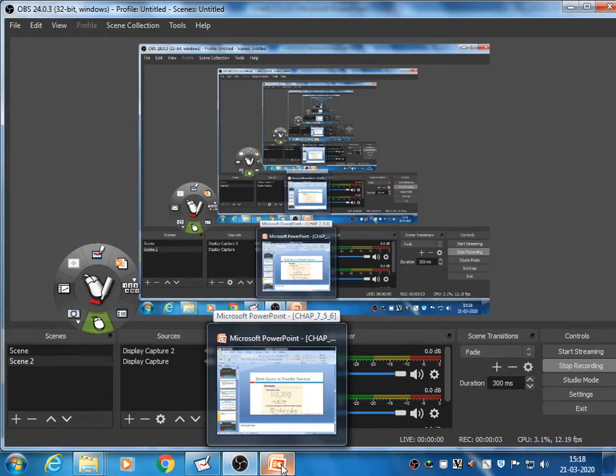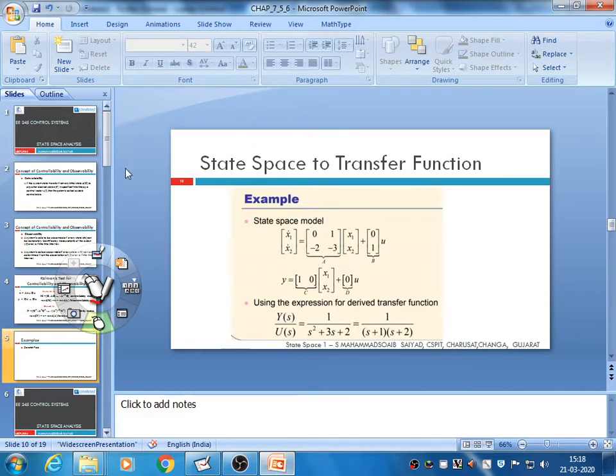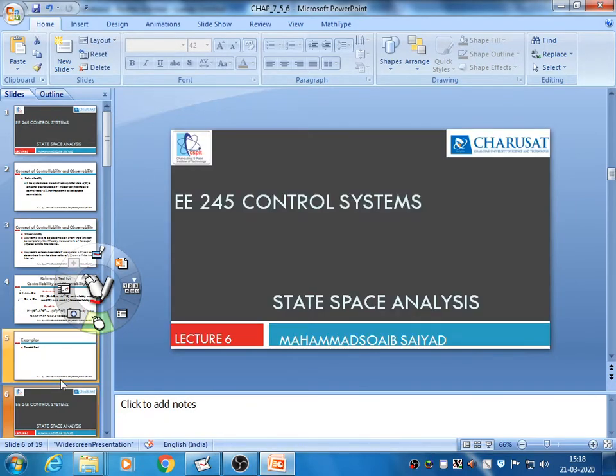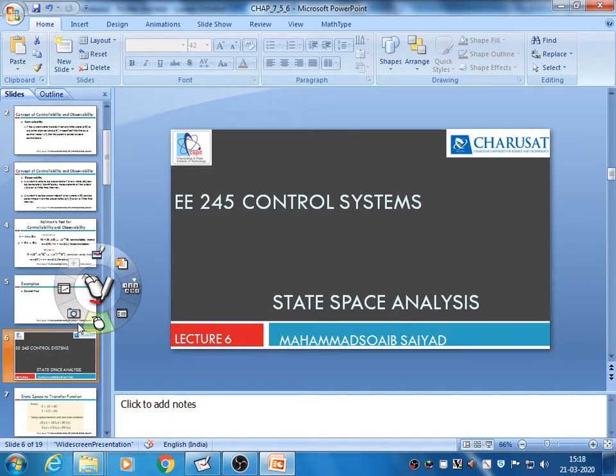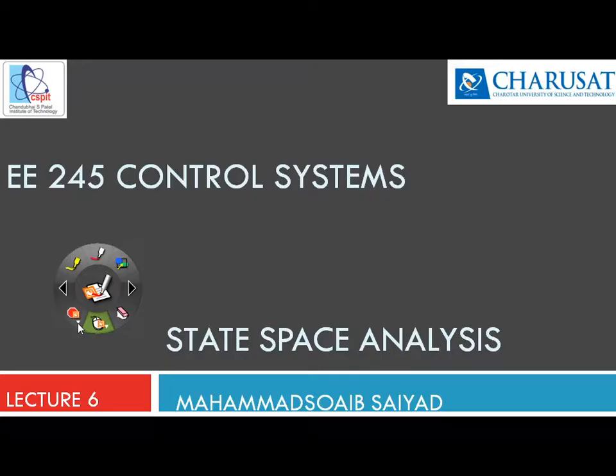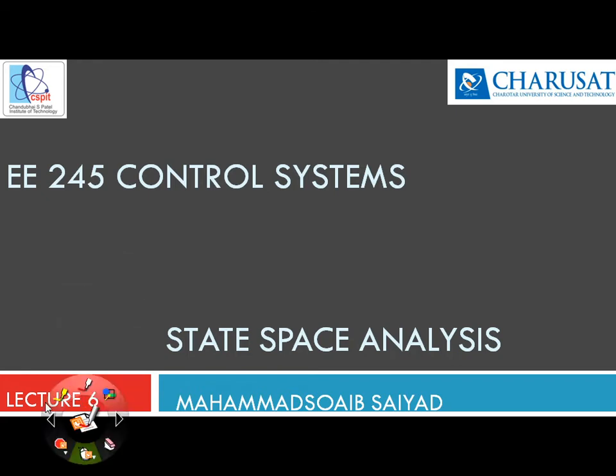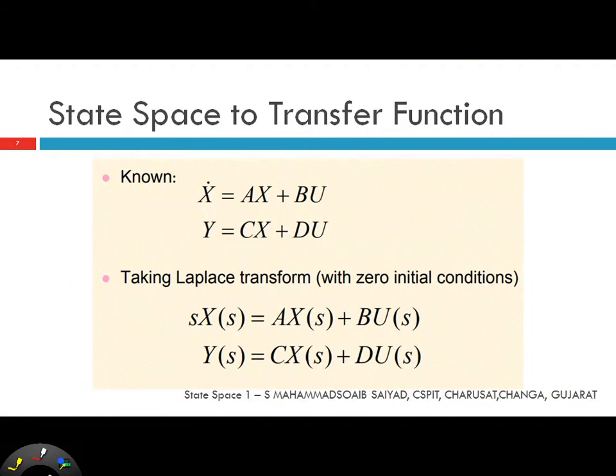Hello students, this is lecture number 6, in which we are going to talk about how we can convert between the transfer function approach and the state space approach. Some systems will be given in terms of a state space and some in terms of a transfer function, so how can we correlate these? How can we convert between the transfer function and the state space?